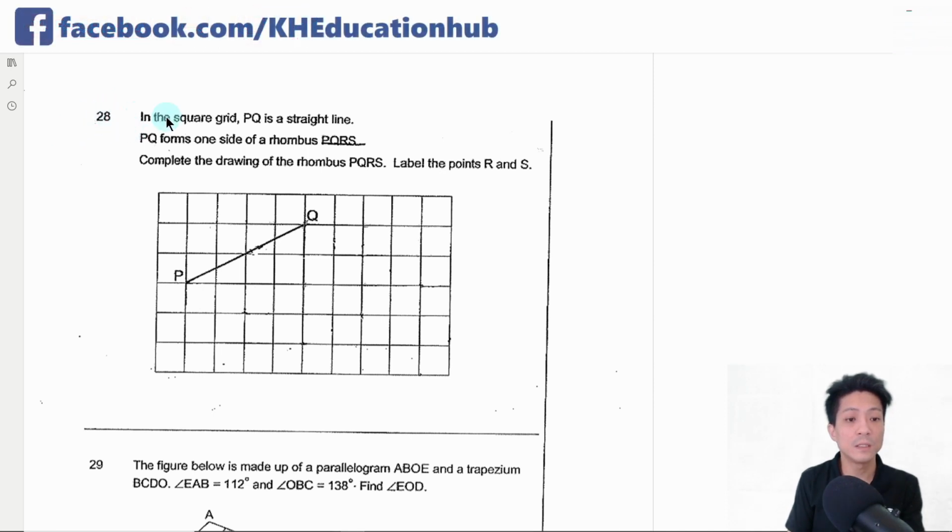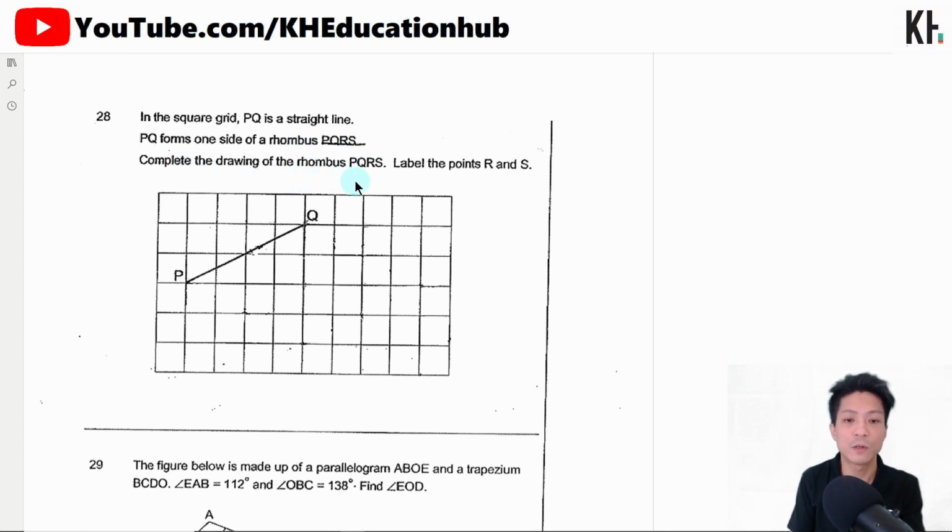Okay, question 28. In the square grid, PQ is a straight line. PQ forms one side of a rhombus PQRS. Complete the drawing of the rhombus PQRS. Label the points R and S.